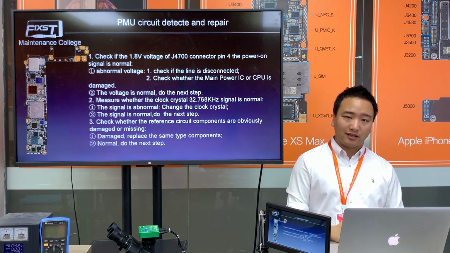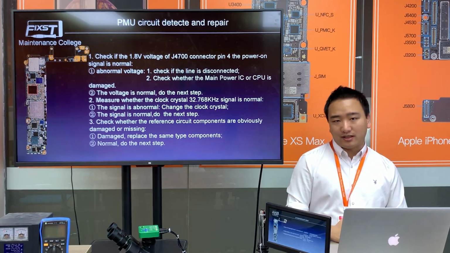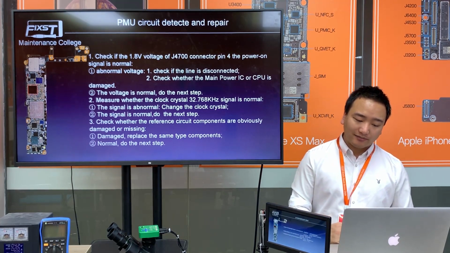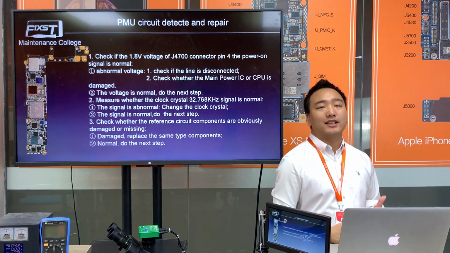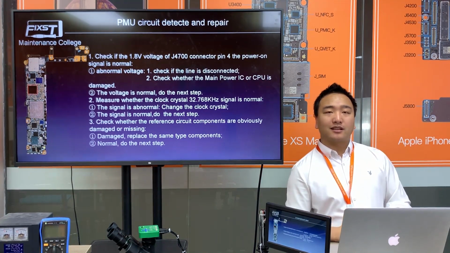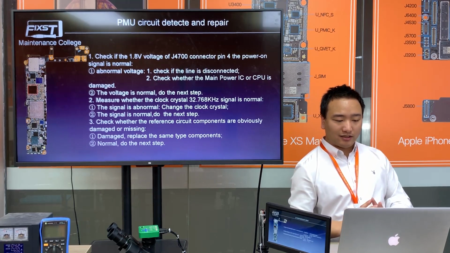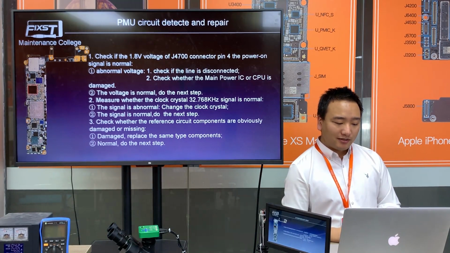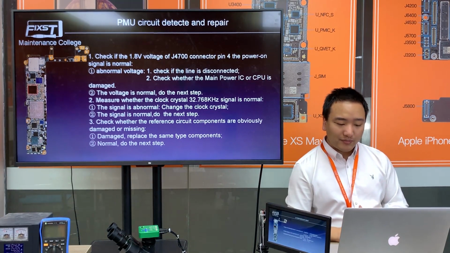If this signal is normal, after that we need to test the next step. We need to check whether the reference circuit component is normal or not. In this line there are two resistors, the low resistor in this line. And if this resistor has some problem, it will not send out the information. It will also have the problem.